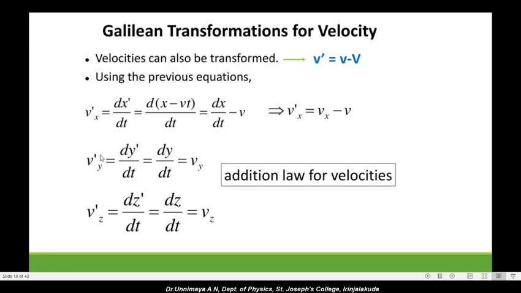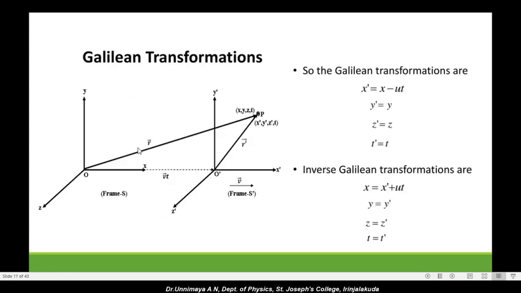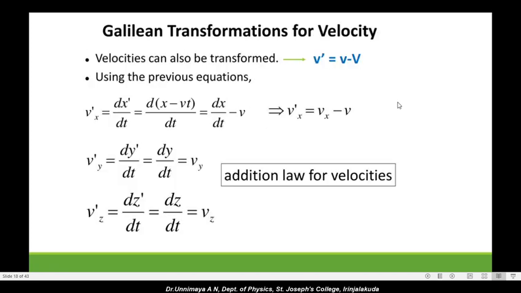Similarly, we can represent vy prime also. Vy prime can be represented as d by dt of y prime. And we know that y prime is y, so dy prime by dt will be equal to dy by dt, that is vy. So vy prime is equal to vy. Similarly, vz prime is equal to dz prime by dt, that is dz by dt, which is equal to vz.